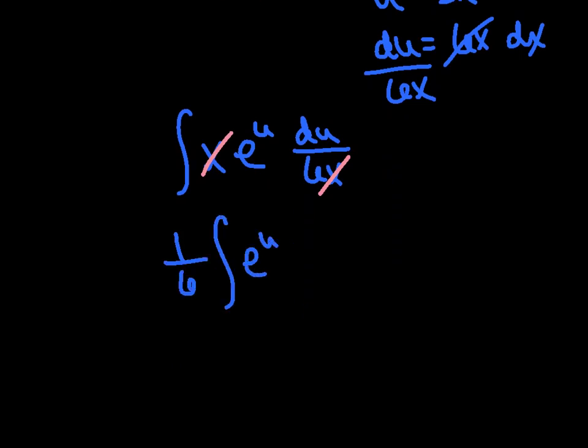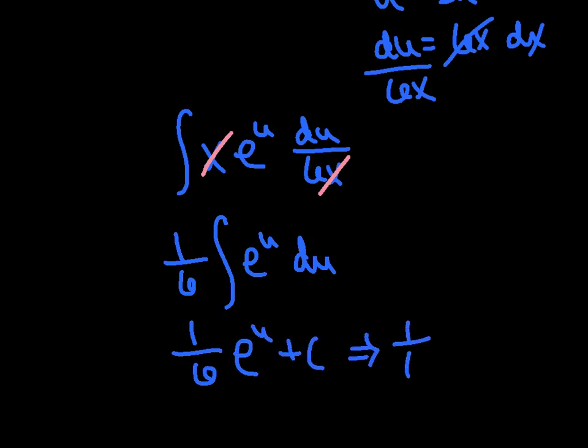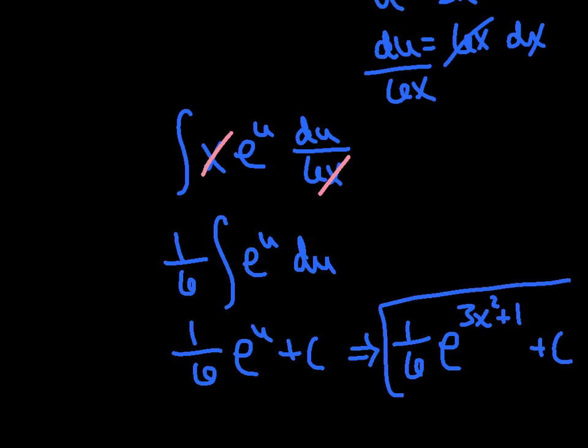And then we got e to the u du. Oh, how we love e to the u, because its antiderivative is strictly e to the u. And if we rewrite our answer so it's in terms of x instead of u, we've got e to the 3x squared plus 1. Throw in our plus c. And this, ladies and gentlemen, is the answer to our indefinite integral.